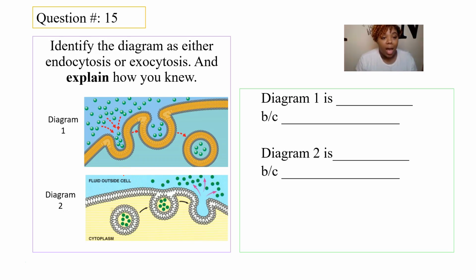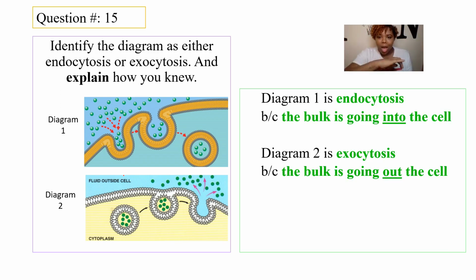All right, last one. Is the diagram endo or exocytosis, and explain how you knew? Awesome. So it is endocytosis, and I know the first one because it is showing the molecules going in, the arrows are pointing in, and then in this one, they're showing them pointing out.